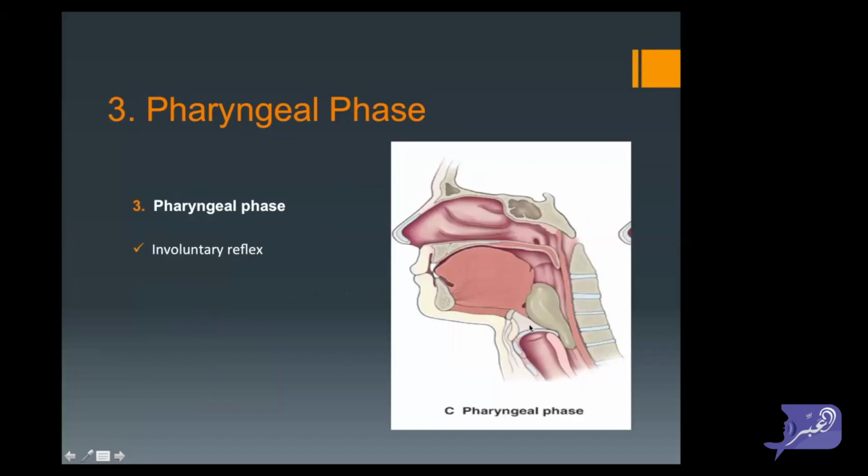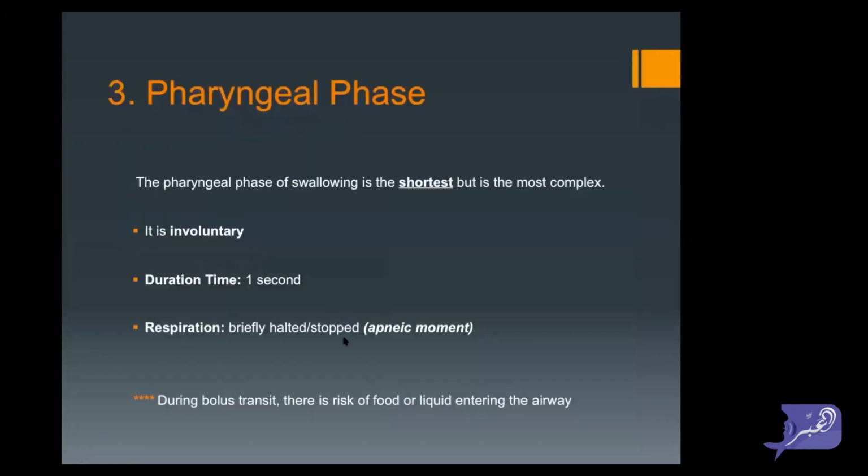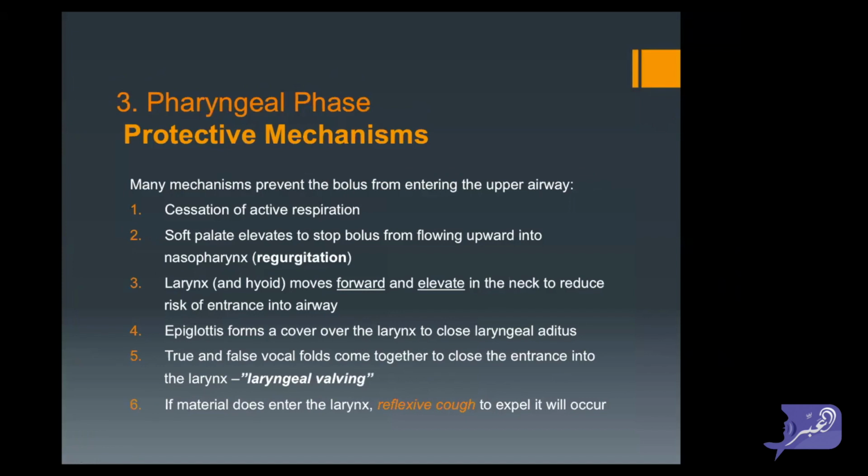So if we look here, the epiglottis is closed completely over the airway. That means there is no inhalation or exhalation happening at this stage. But because it's such a short phase, it's only 1 second, that's okay. And so that is what we call the apneic moment. This happens because there's a high risk of food entering the airway, so we need that nice closure as a protective mechanism.